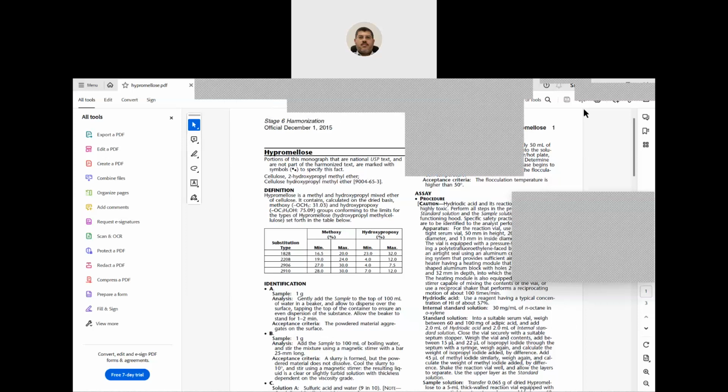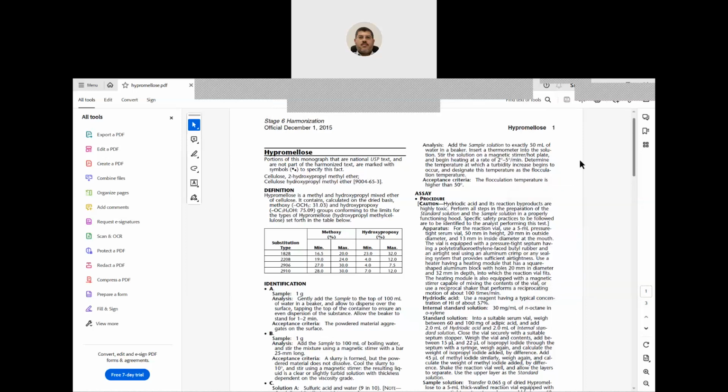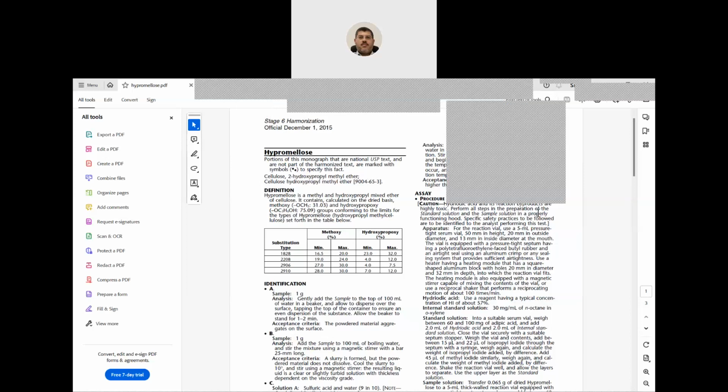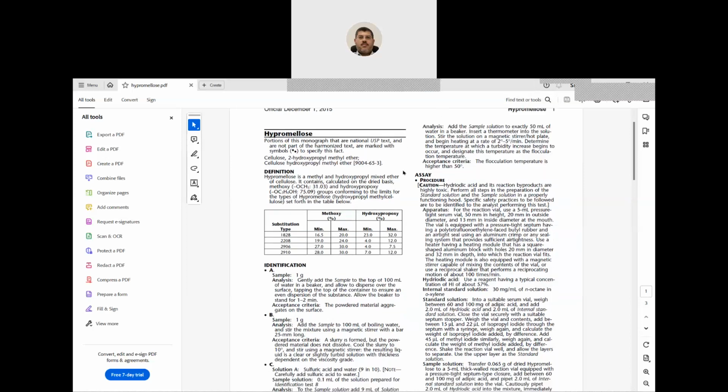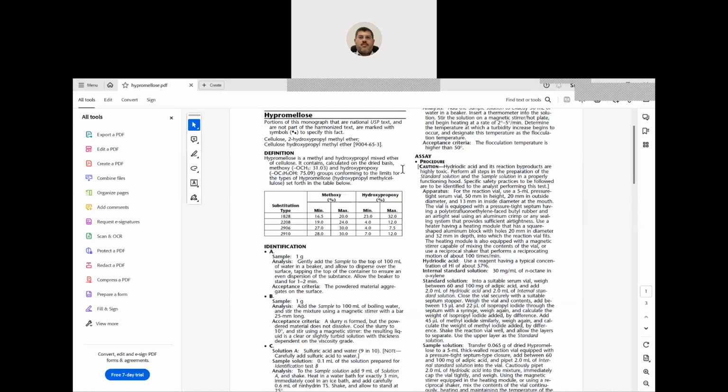Okay, so if we have a look at hypromellose, previously we showed the monograph of hypromellose in the Handbook of Pharmaceutical Excipients. Now we show it in the pharmacopoeia. The pharmacopoeia is not concerned with giving you too much information about this excipient. They are only concerned with giving you information about the requirements for this excipient and how to perform the quality control tests.